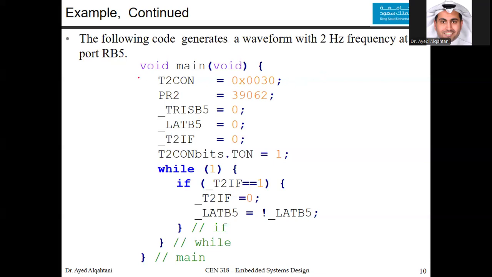Now for RP5, I need to set it up to make it an output, because I'm generating this waveform. So the TRISB5 is equal to 0, and its LATB5 is also equal to 0. And I set up the output based on the discussion that we had before. I need to make sure of the analog signal, I need to make sure of the ODC and the pull-up enables, all of these. But it's not our subject here, so quickly I choose the default values here.